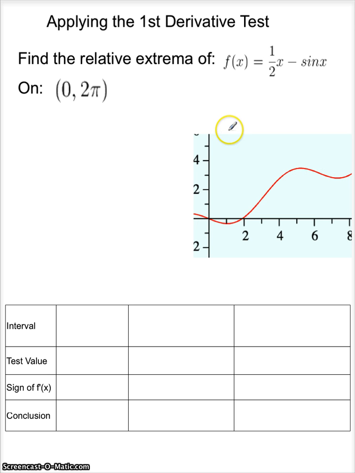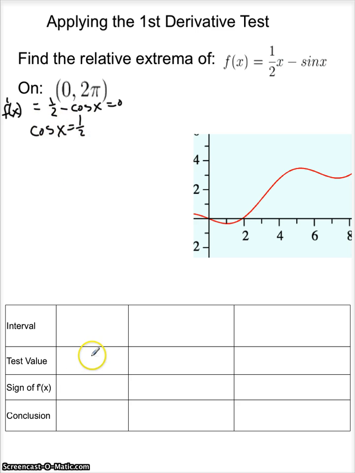f of x is 1/2 x minus sine x on the interval 0 to 2 pi. The first thing you're, of course, going to want to do on the first derivative test is take the derivative. So f prime of x is 1/2 minus cosine of x. Now you're going to want to set this equal to 0. Where is this 0? Well, of course, where cosine of x is equal to 1/2.